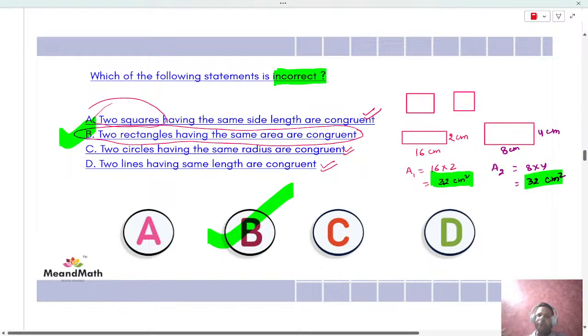Option A is true, option C is true, and option D is also true. So option B is false or incorrect. So our answer is B. Is that clear? Now let's move to the next one.